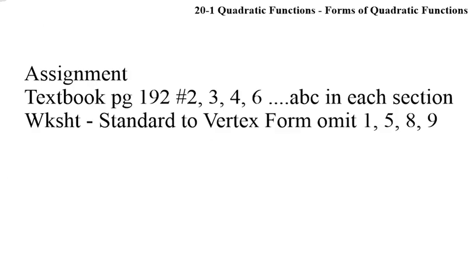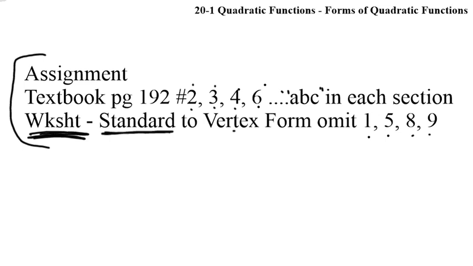So your assignment for this: textbook, page 192, number 2, 3, 4, 6, ABC in each section. So 2 ABC, 3 ABC, 4 ABC, 6 ABC. Practice is essential. The worksheet that you should have that talks standard to vertex form. In that case, take all of these from standard to vertex form, on a separate sheet of paper to show your steps, and be neat. You can omit those 4, 1, 5, 8, and 9. Everything else should be manageable.